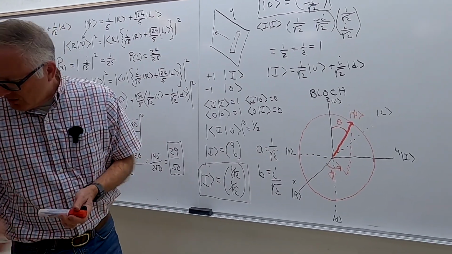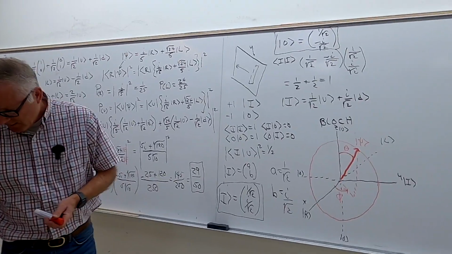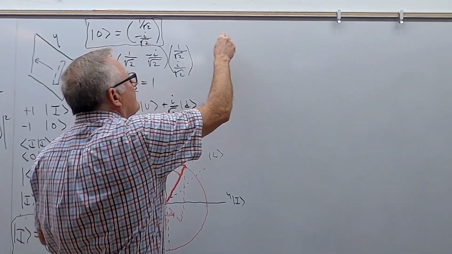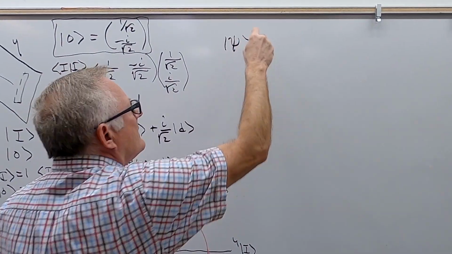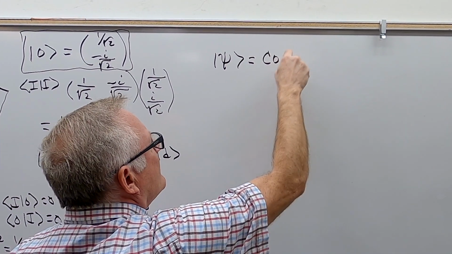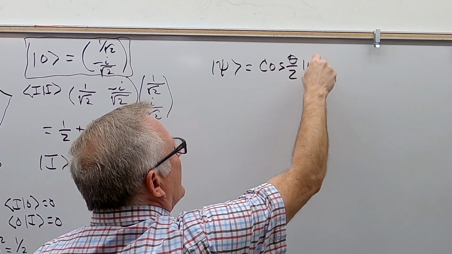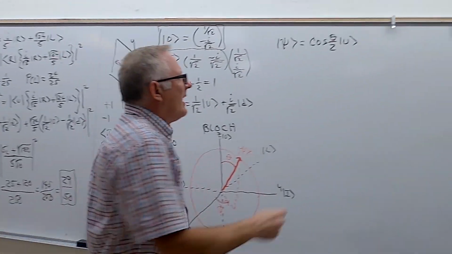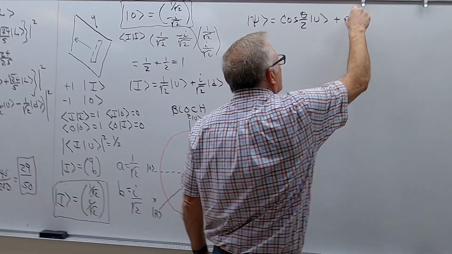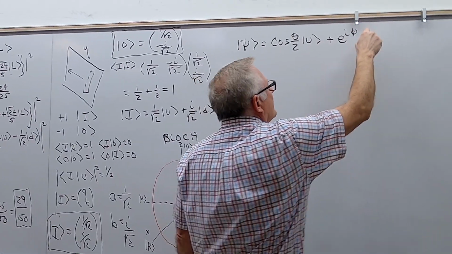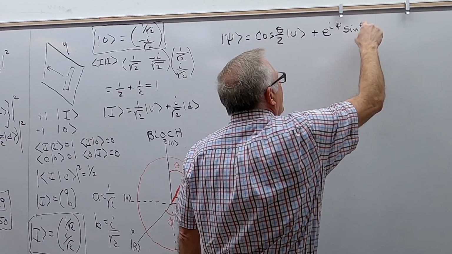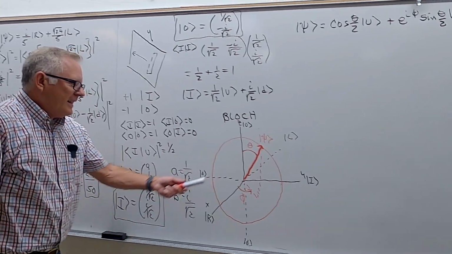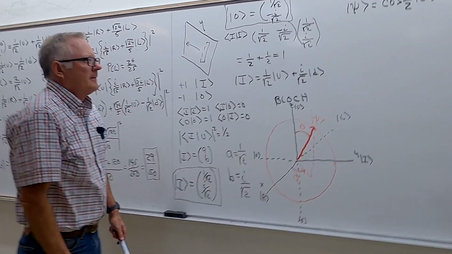Well, if this is your psi right there, and you want to write it in terms of ups and downs, well, then the equation is psi equals the cosine of theta over 2 in the up, plus e to the i phi times the sine of theta over 2 in the down, where theta and phi are given by this right here.